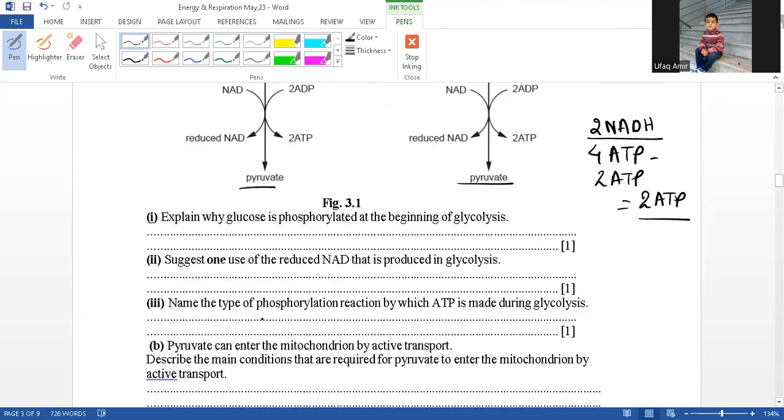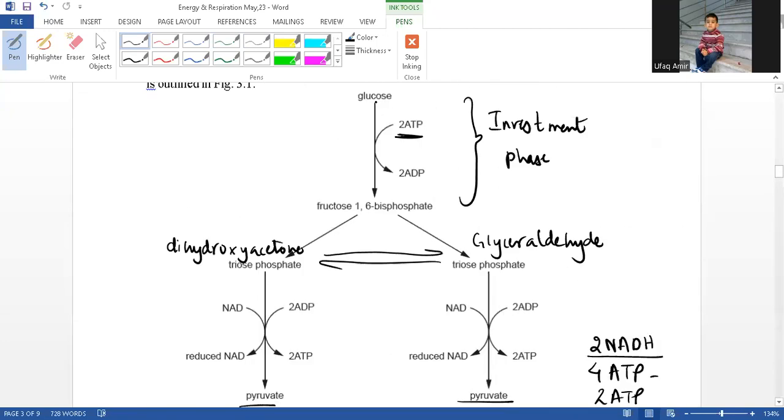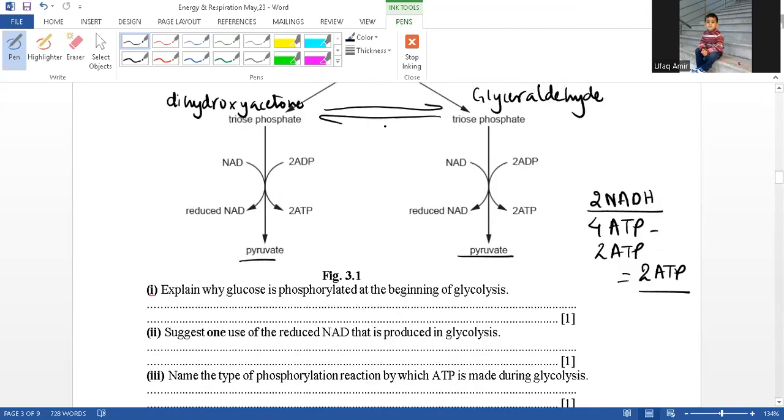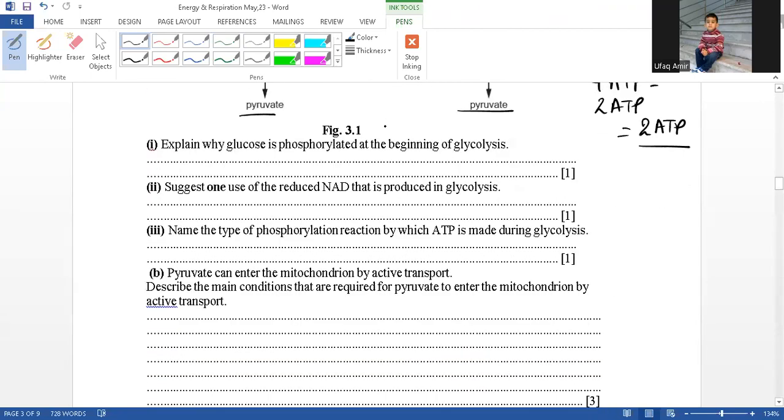So, explain why glucose is phosphorylated at the beginning of glycolysis. I told you that this question is asked almost every year: why is glucose phosphorylated at the beginning? Why is it converted into glucose 6-phosphate, then fructose 6-phosphate, then fructose 1,6-bisphosphate? Why is phosphate added to glucose? Remember, we discussed it. So why? Explain why glucose is phosphorylated at the beginning.